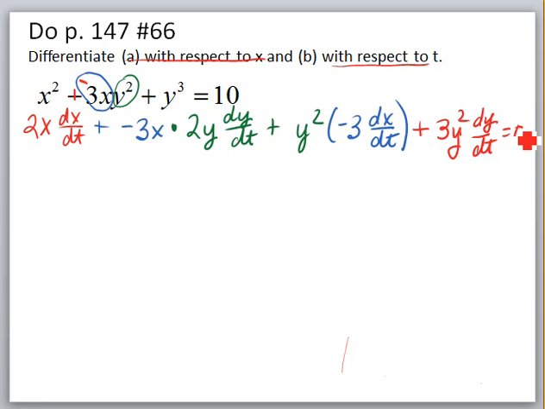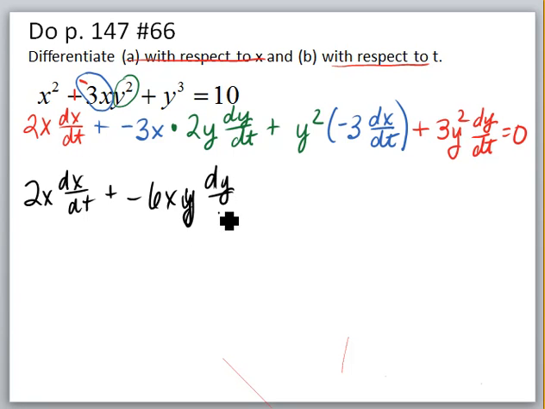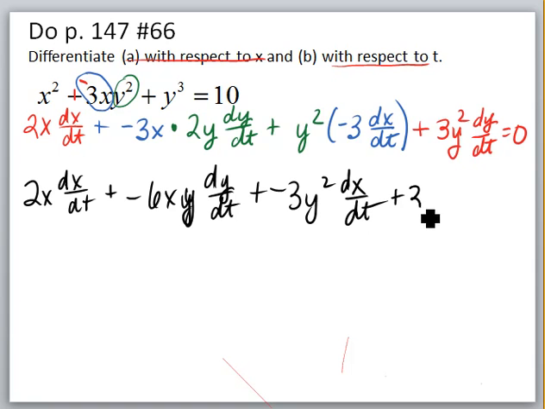I will not be able to solve for just dy over dt or dx over dt, so what I'm going to do is I'm going to collect my dx's over dt on one side and my dy over dt's on the other. So looking at this problem, I have really 2x dx over dt plus -6xy dy over dt plus -3y squared dx over dt plus 3y squared dy over dt equals 0.